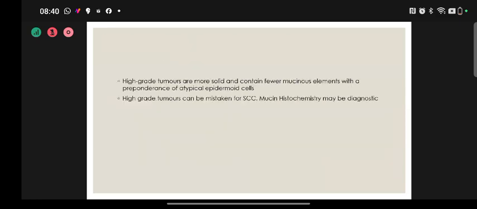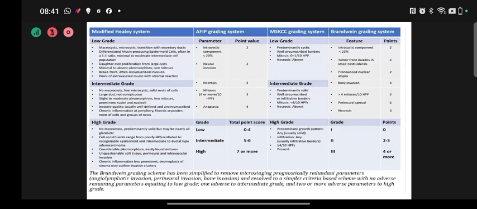High-grade tumors are more solid. They contain fewer mucinous elements and with a preponderance of atypical epidermoid cells. High-grade tumors can be mistaken for squamous cell carcinoma, and histochemistry may be diagnostic here.